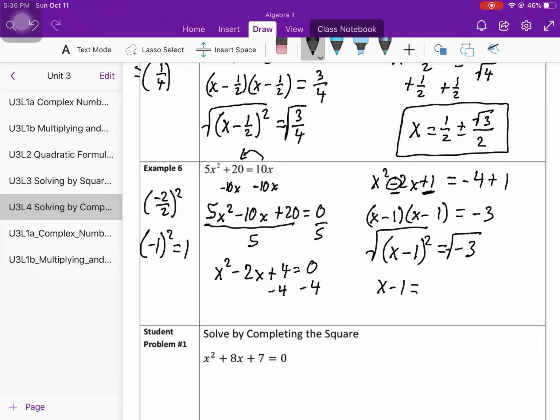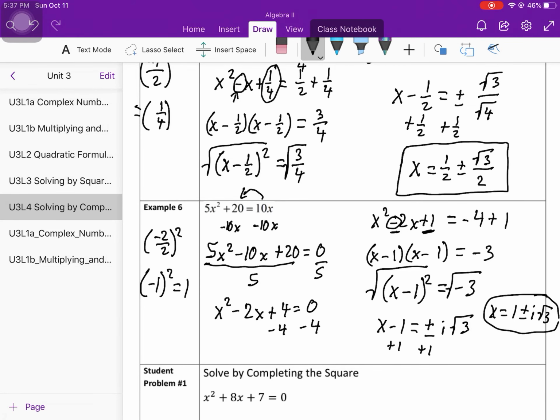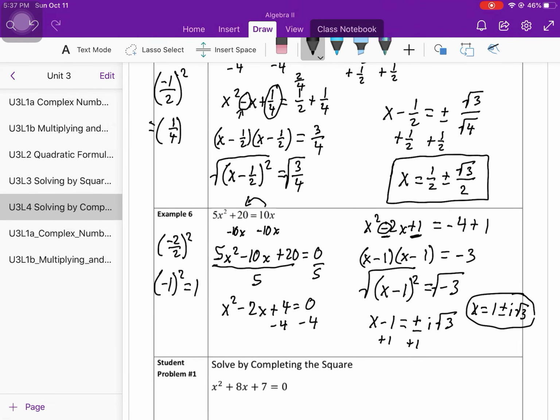x minus 1 equals, now the square root of negative 3, we're going to rewrite that as plus or minus because we took the square root. We're going to leave the 3 inside, but we're going to pull out an i since we're taking the square root of a negative number. So now I add 1 to both sides, and my final answer is x equals 1 plus or minus i square root of 3. Now, this is a tough lesson if you don't understand the factoring side of things.